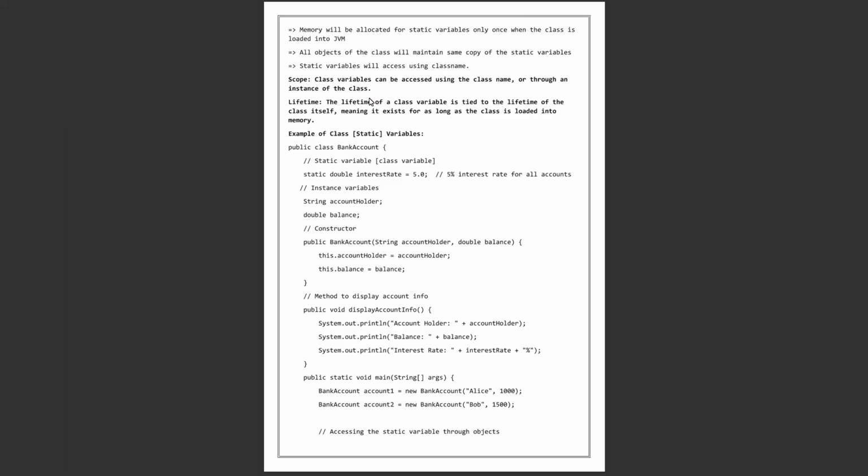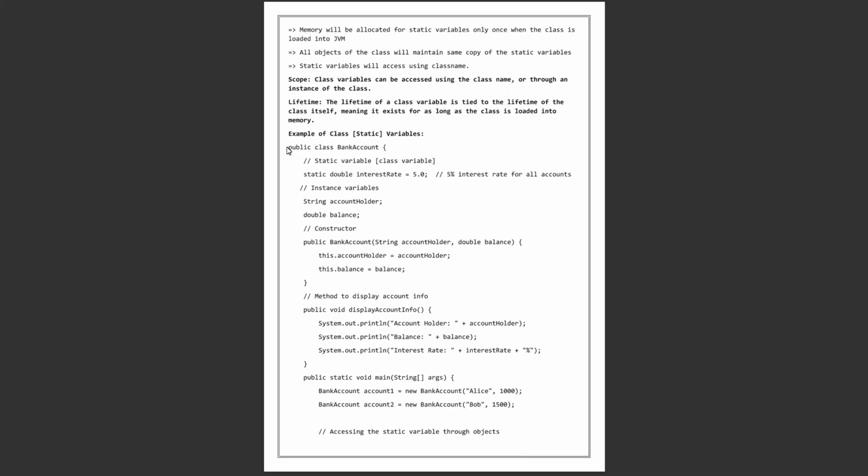What is the scope? A class variable can be accessed using the class name or through an instance of the class. Lifetime: the lifetime of a class variable is tied to the lifetime of the class itself. So whenever the class gets executed, then only the memory allocation takes place, meaning it exists as long as the class is loaded into memory.